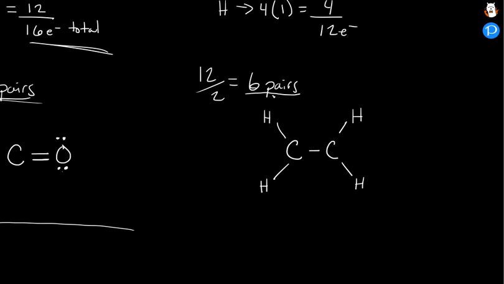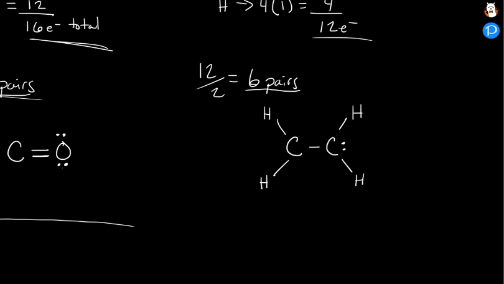Well, I've only got 1 pair that I have to place. So I've just got to pick one of these. So I'm just going to pick this guy here, and I'm going to put that lone pair of electrons on carbon. So now I've got 1, 2, 3, 4, 5, 6. 6 pairs, 12 total electrons.